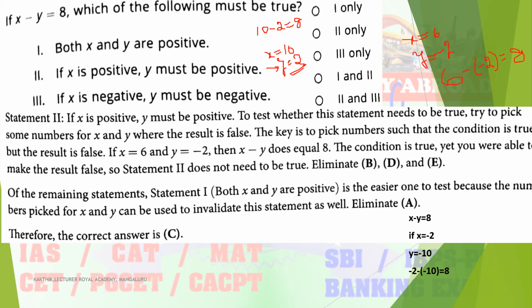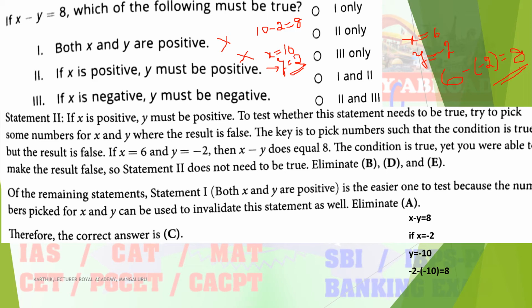If x is positive, y is not necessarily a positive integer only. If it is negative also, you will get the answer. So the second statement is not correct. Why? Because if x is positive, here also I took 6, y must be positive is not necessary. If it is negative also, you will get the answer. Both x and y positive, I already told it is also not necessary. If x is positive, y negative is also possible.